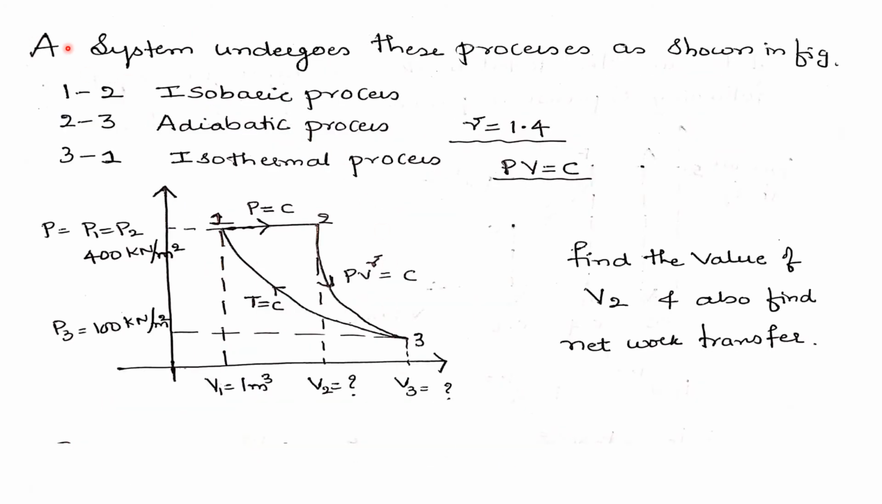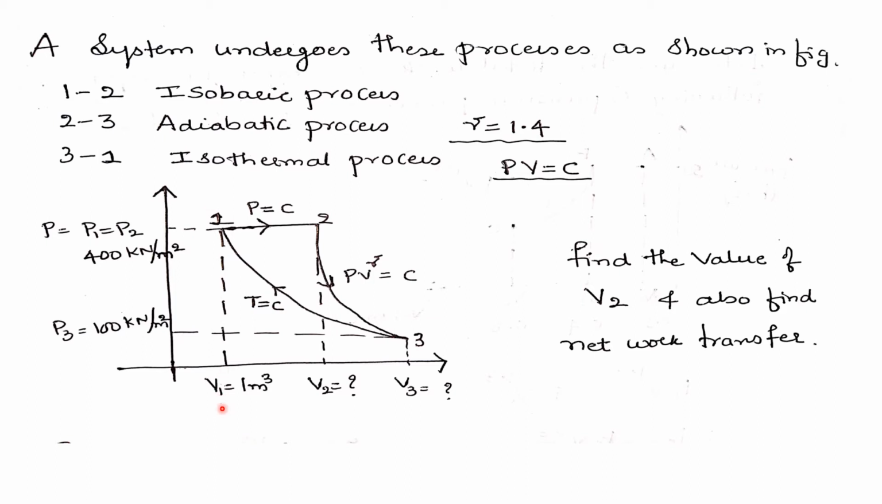We will now see the next problem. A system undergoes these processes as shown in the figure. 1 to 2 is the isobaric process. Isobaric process is nothing but the constant pressure process. 2 to 3 is the adiabatic process, and 3 to 1 is the isothermal process. For the adiabatic process he has given gamma equal to 1.4. For the isothermal process PV equals C. Find the value of V_2 and also find the net work transfer.